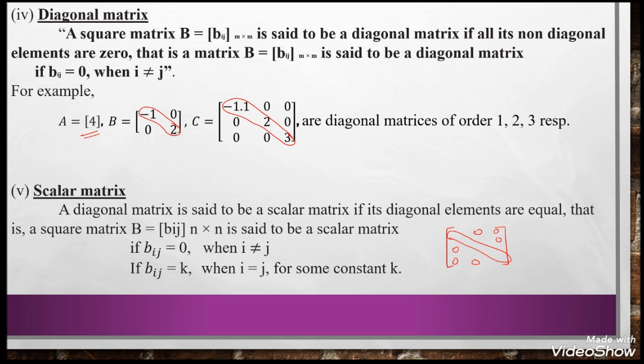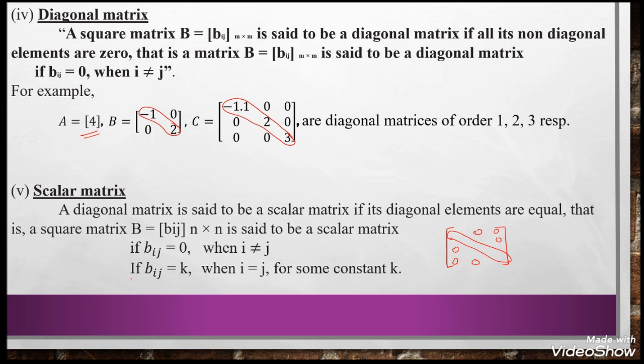A diagonal matrix is said to be a scalar matrix if its diagonal elements are equal. That is, a square matrix Bij of order n cross n is said to be a scalar matrix if Bij equals 0 when i not equals j, which means that when the row and column positions are different, the value becomes 0.